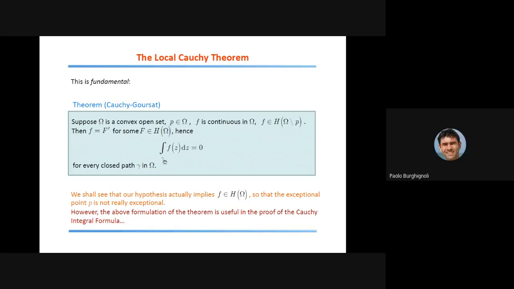Okay. Got it. The integration domain gamma belongs to omega. Okay. Got it. Okay. Thank you.